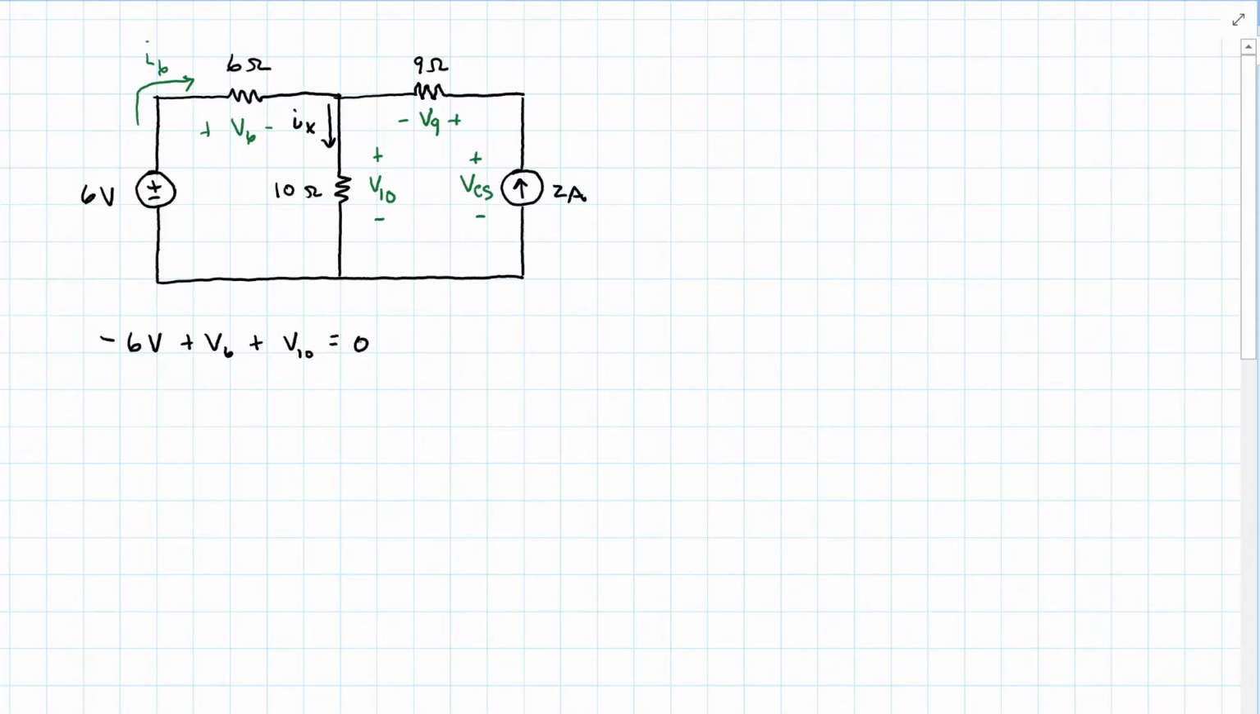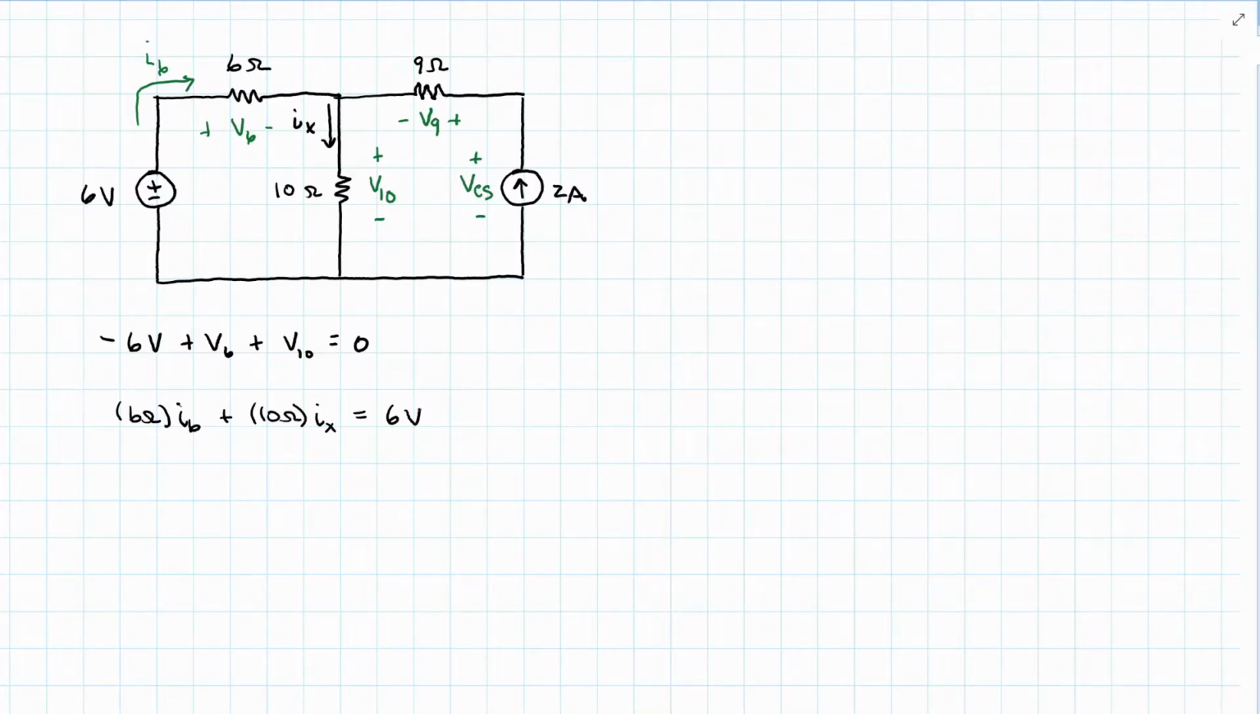Using Ohm's law, I can then rewrite V6 and V10 in terms of I6 and Ix, which is the quantity that I'm looking for. So V6 can be rewritten as 6 ohms times I6, and V10 can be rewritten as 10 ohms times Ix, and this will be equal to positive 6 volts. I can also apply Kirchhoff's current law at the top middle node where the 3 resistors are connected together.